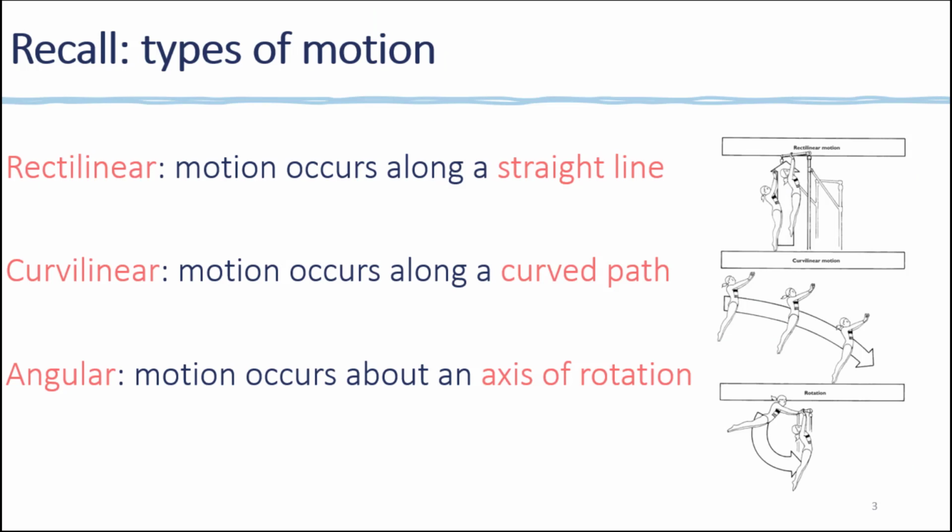Okay, hopefully none of this is a surprise to you at this point. I think this is the third time that I mention the different types of motion, but on this slide, I'm just summarizing those three different types of motion, and I've highlighted in this pinkish red color what the important distinction is for each type of motion. So in a rectilinear motion, the motion occurs along a straight line. In a curvilinear motion, the motion occurs along a curved path, and an angular motion occurs about an axis of rotation.